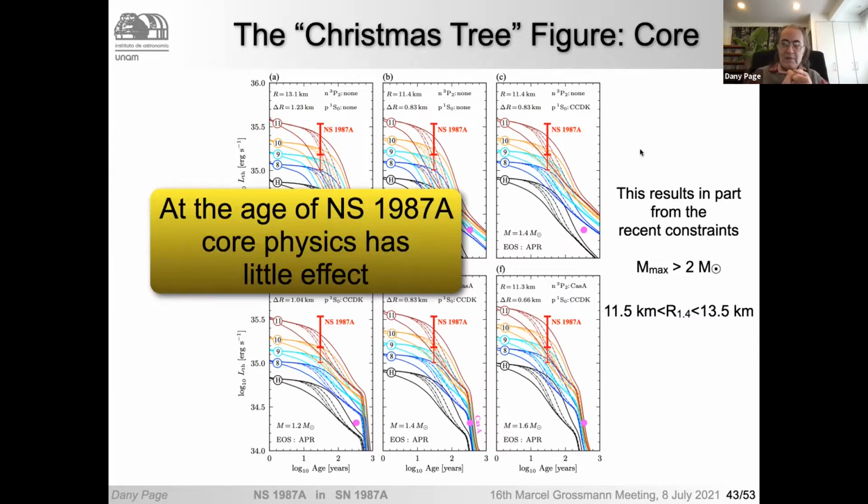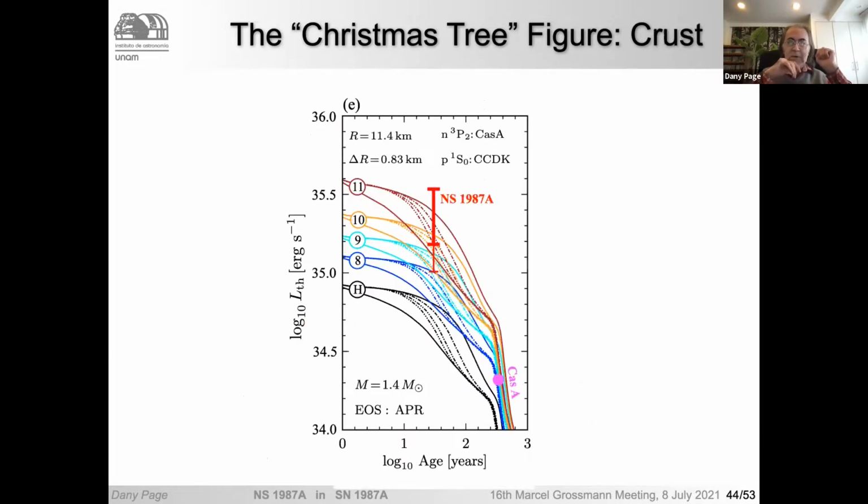So thanks to the constraint on the equation of state that we need a mass of more than 2 solar mass, and the radius is relatively constrained by NICER, by the observation of low mass X-ray binaries, by gravitational waves, you cannot do crazy things with the equation of state. So it turns out that the early cooling is not so much dependent on the equation of state. It will depend on what's happening in the core. So here I change the core physics.